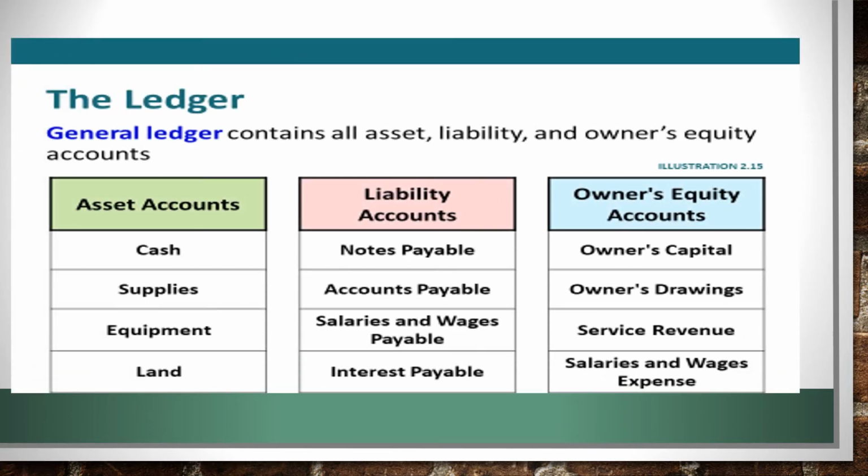Students, you should use specific account titles when they are given. For asset accounts, example, cash, supplies, land and equipment. For liability accounts, example, notes payable, accounts payable, salaries and wages payable and interest payable. For owner's equity accounts, example, capital, drawings, service revenues, salaries and wages expenses.